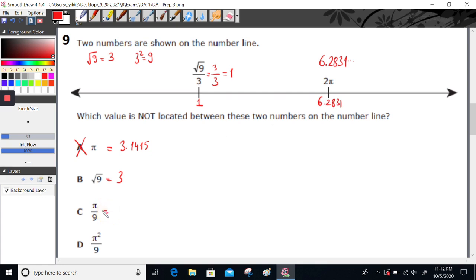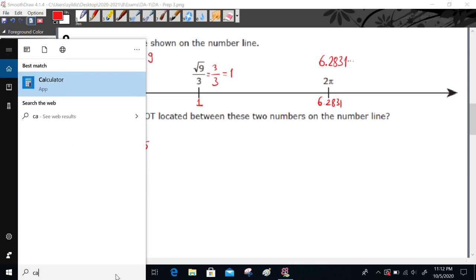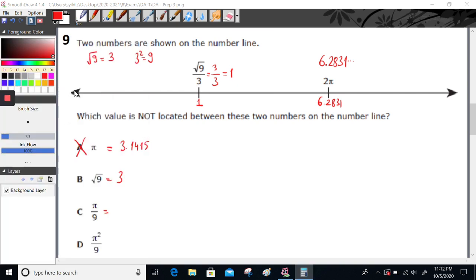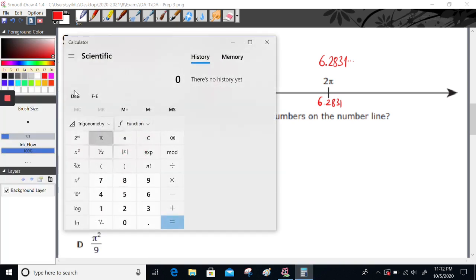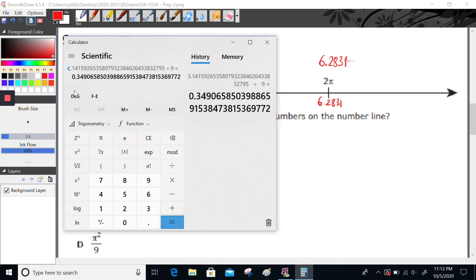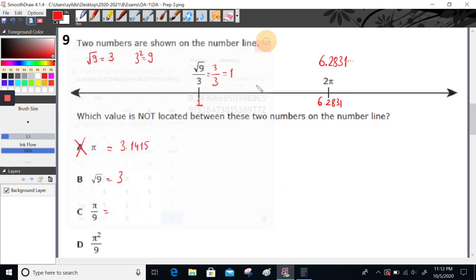And pi over root 9. Pi over 9. What's pi over 9? Let's use the calculator again, and let's find pi over 9. We are going to divide pi by 9. So that's going to be 0.34, and it's going to be smaller than 1.